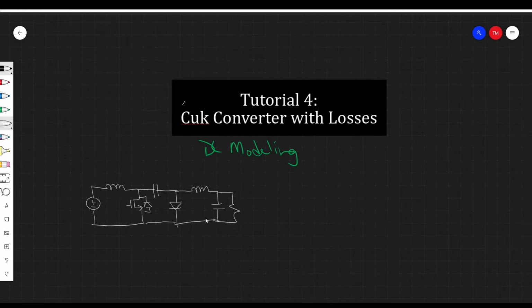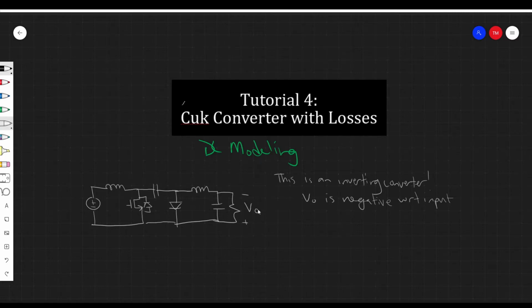And before we actually do the DC modeling, I wanted to note a few things. So one, this is an inverting converter. That means V out is negative with respect to the input, right? And I want to clear that up in the beginning because I'm going to define my output voltage in this way, right?